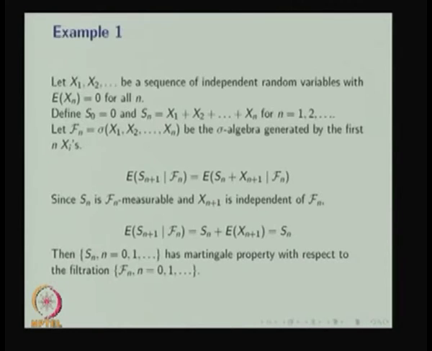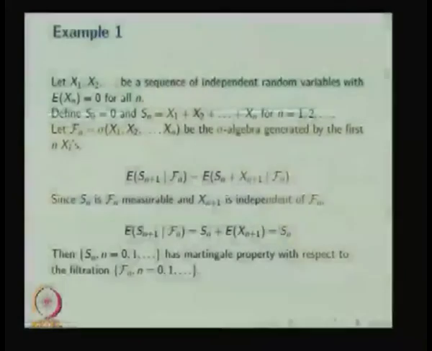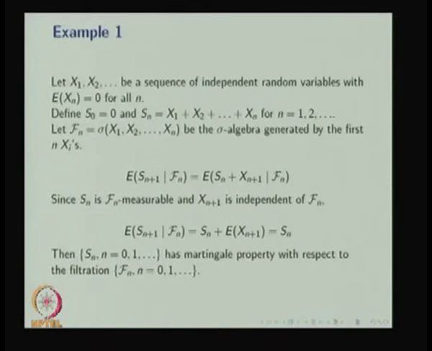Now we are trying to compute the conditional expectation of Sn plus 1 given the filtration Fn. That is the same as the conditional expectation of, you can replace Sn plus 1 by Sn plus xn plus 1, because that is the way we defined Sn. Sn plus 1 is going to be the first n plus 1 random variables. The first n random variables will be Sn. The last term will be x of n plus 1.